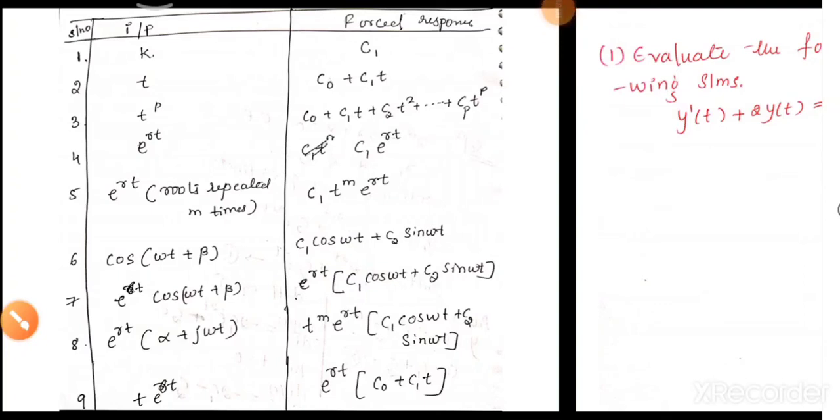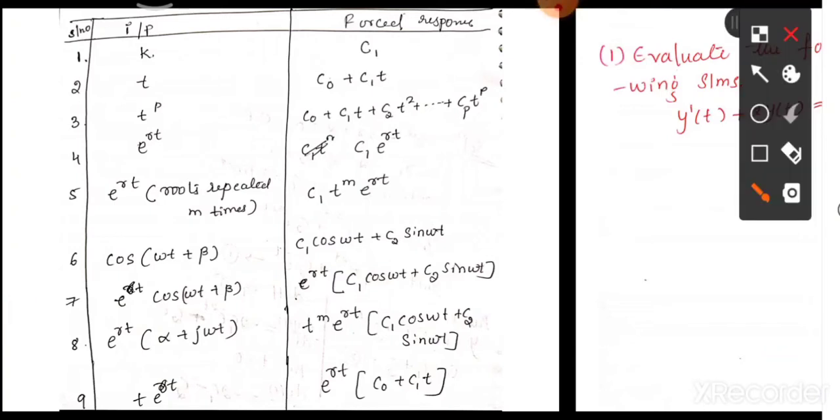Today we are going to solve the numericals on the differential equations, that is forced response. In the previous class we have studied the natural response of the systems. Now we are going to see the forced response of the systems, that is the differential equations.